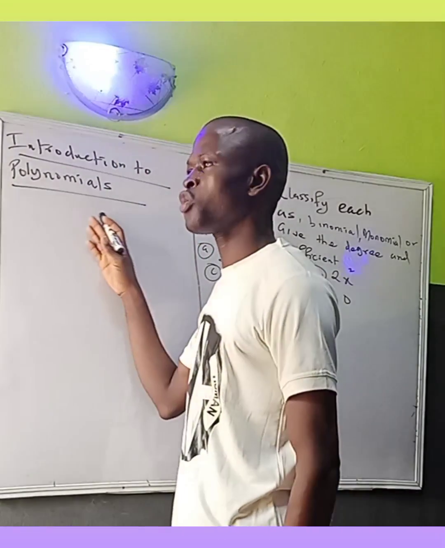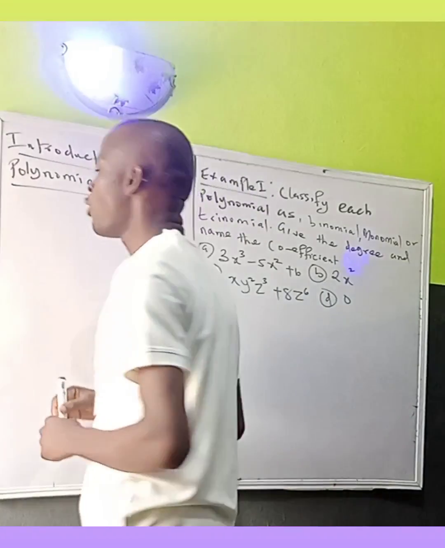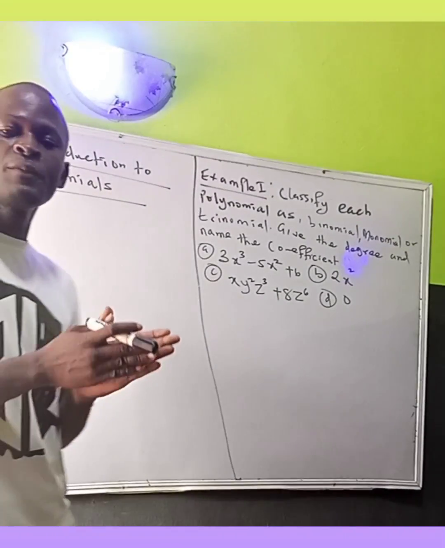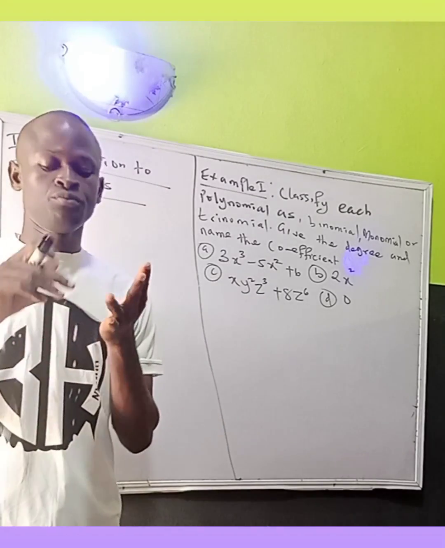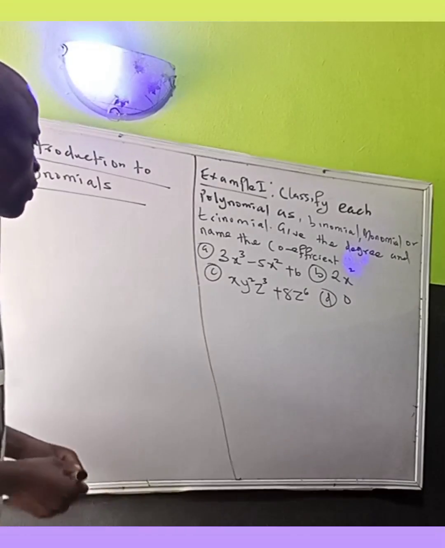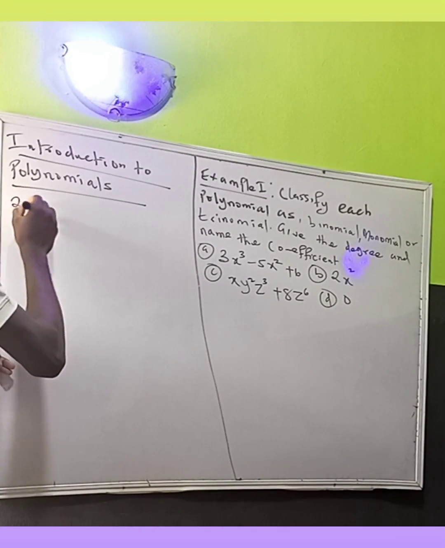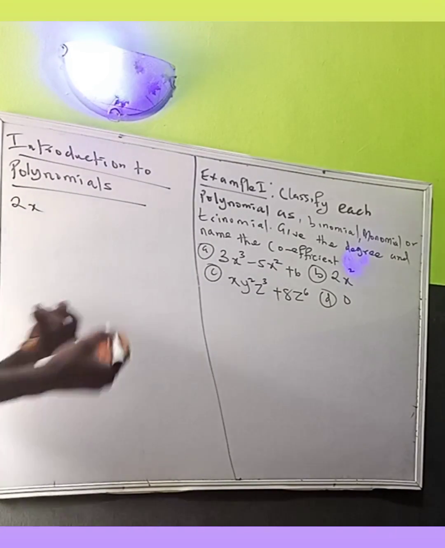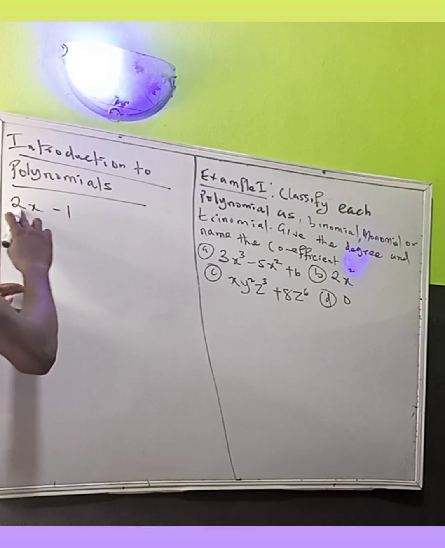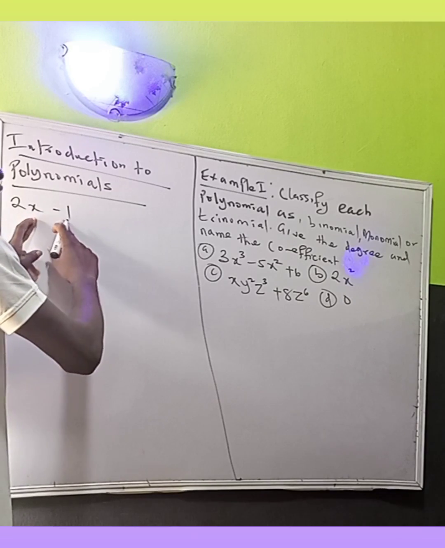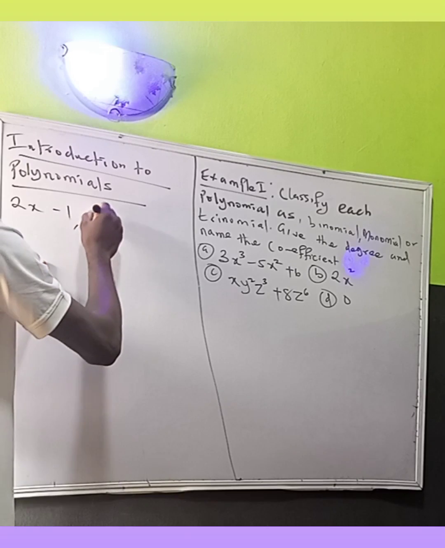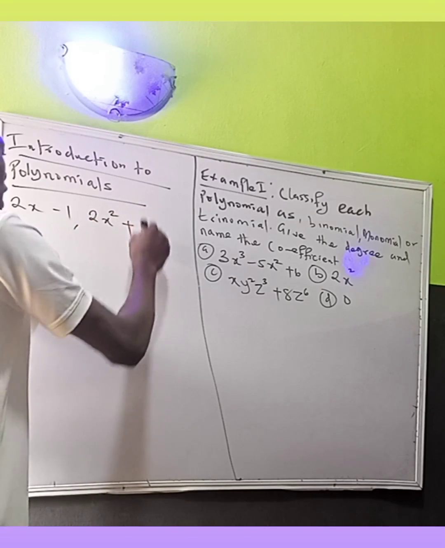Today we are looking at introduction to polynomials. A polynomial is a mathematical expression that is always associated with subtraction, multiplication, and addition. For example, if I write 2x, 2 and x are linked by multiplication. If I put 2x minus 1, 2x is linked by multiplication, then minus 1 is linked by subtraction. I can have 2x squared plus 1.